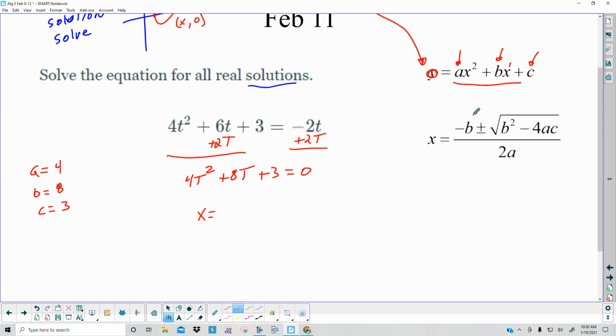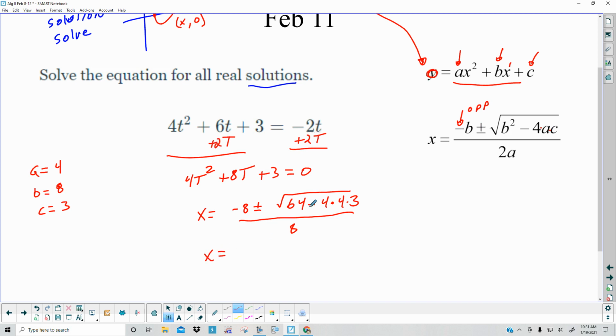So x is equal to. Can you read this the opposite of b? So b is 8, but this says give me the opposite of b. So it's negative 8. Whatever b is, you just change the sign on it. Plus or minus the square root of b squared, so that's 8 squared, which is 64, minus 4, the 4 is always there, times, and these are times symbols in between these, a and c, all over twice a. A is 4, so the bottom is 8.